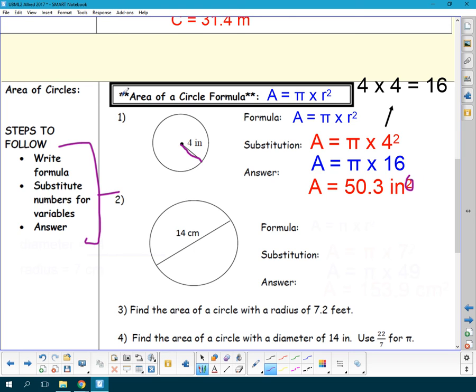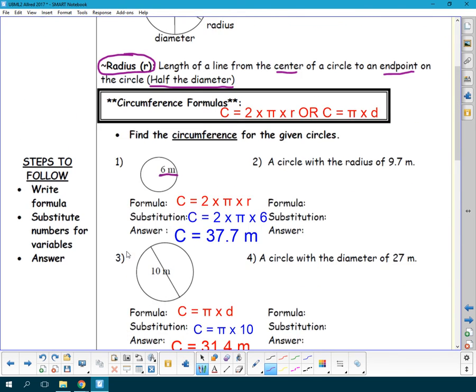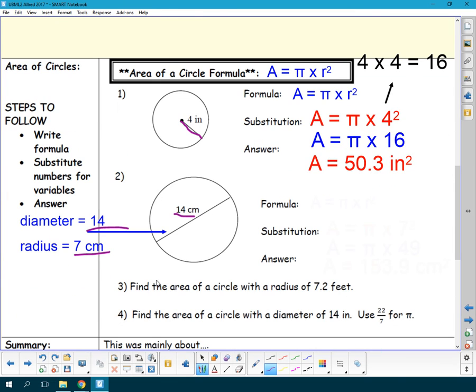The second circle, if you look at it closely enough, it looks like 14 is actually the distance from one side to the other through the middle. That is the diameter of that circle. If the diameter of that circle is 14, then that means that the radius of that circle is 7. It's only half the diameter, like we said at the very beginning. We said the radius was half the diameter. Okay, so instead of using 14 in my formula that says pi times radius squared, I'm going to use 7 in my formula that says pi times radius squared.